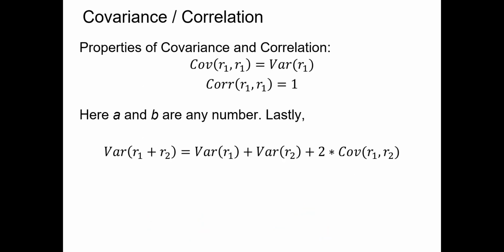Now, there are some final points you should know about covariance and correlation. First, the covariance of any random variable with itself is simply the variance of that random variable. Also, the correlation of a random variable with itself is equal to 1, indicating perfectly positive correlation. Finally, the variance of a random variable plus another random variable is equal to the variance of random variable 1 plus the variance of random variable 2 plus 2 times the covariance between the two random variables. We'll use this formula when we want to calculate the variance of an entire portfolio. We'll modify it to some extent, however.